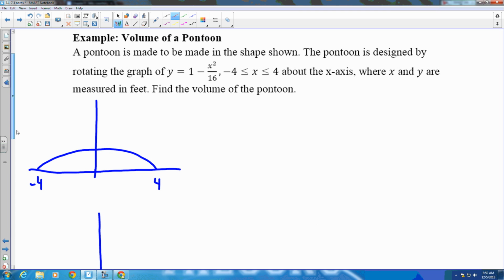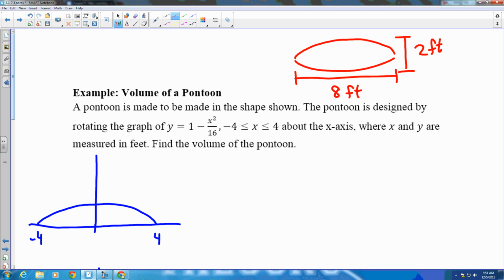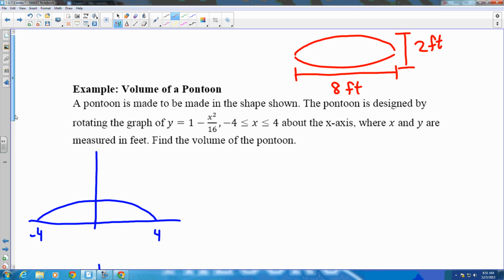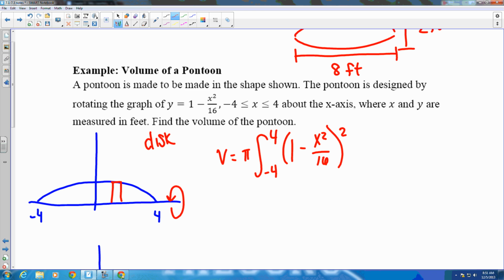Okay, now we're making a pontoon. The shape shown will make the shape up here. Okay, it's 2 feet tall and 8 feet long. So the shape we're going to use is y equals 1 minus x squared over 16. We're going to use that graph. On top we're going to use the disk method. So our rectangle is going to be this way if we're flipping over the x-axis. And it's going to be really easy disk method here. Pi from -4 to 4 of the function 1 minus x squared over 16, quantity squared, dx.